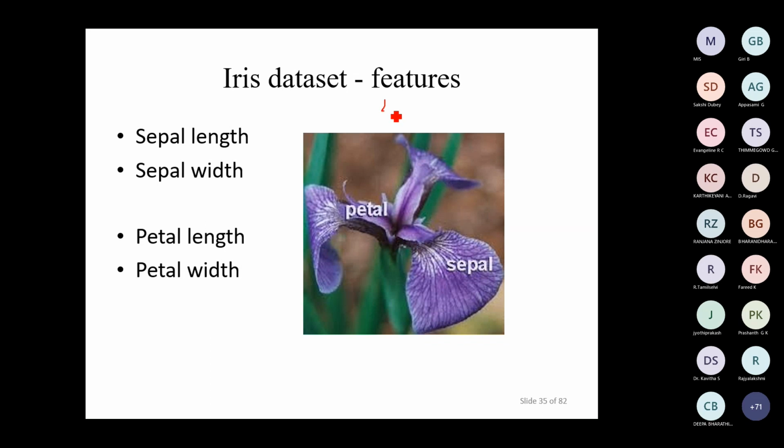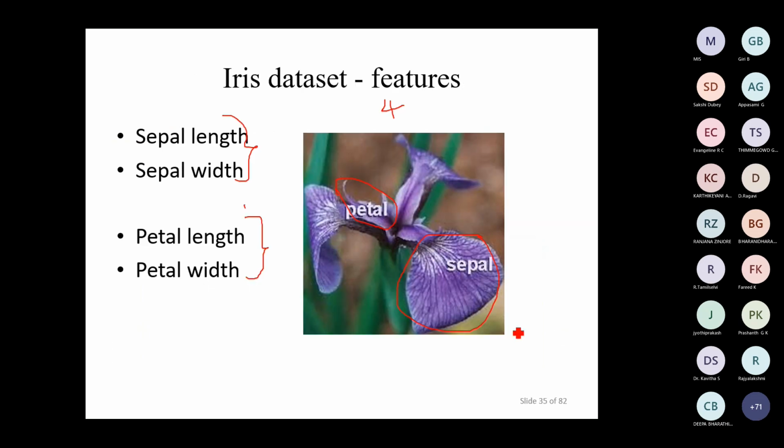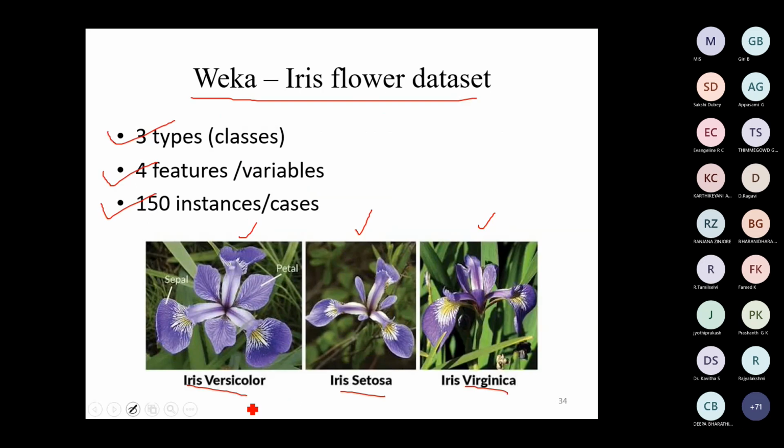So here we have four features. What are the four features? The sepal length and width, and the petal length and width. All four features are used here. You can see there is a variation in the sepal length and petal length and width for different iris types. So using these four features, we have to classify them into three classes: Iris versicolor, setosa, or Iris virginica.